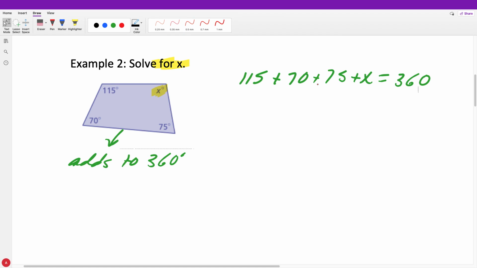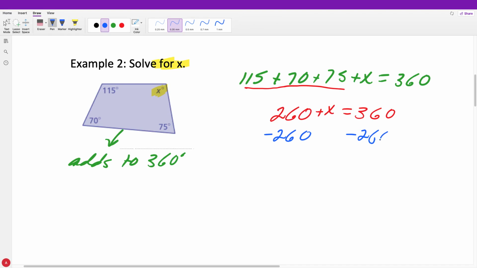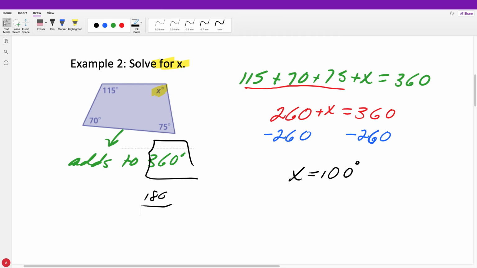All right, so now we can go ahead and solve or simplify. 115 plus 70 plus 75 is equal to 260. So now we have 260 plus x is equal to 360. And then our last thing is to isolate and solve for x. So we'll subtract 260 from each side, and now we get that x is equal to 100 degrees. And that will be your final answer for this one. So you see, it's really nothing different from what we're doing with the triangle, except for now it adds to 360 instead of 180 degrees.